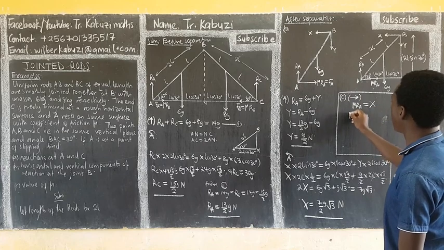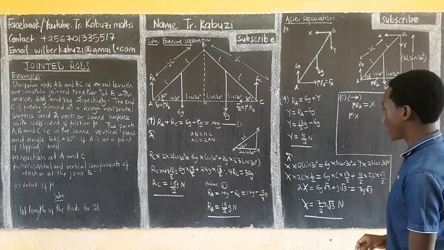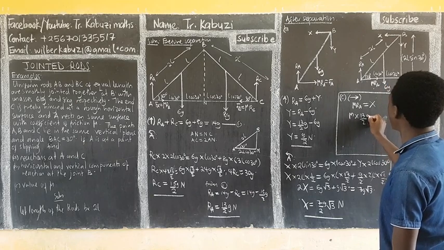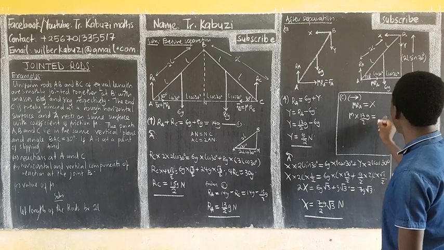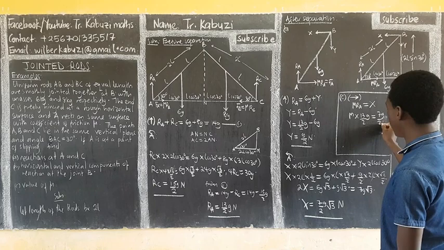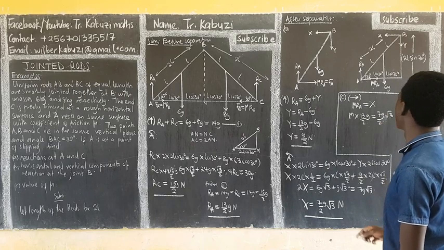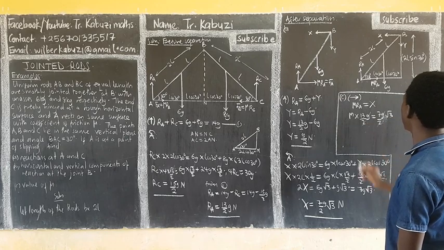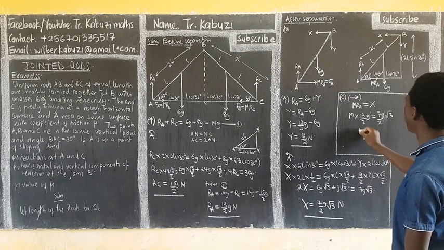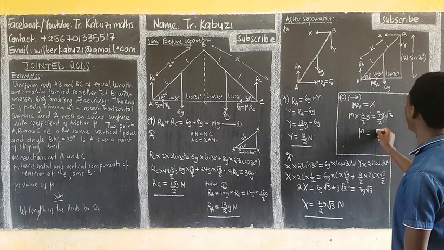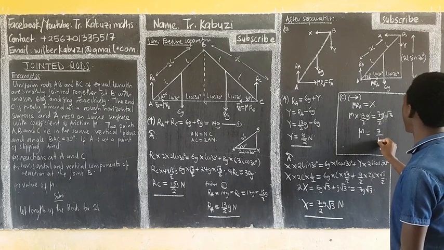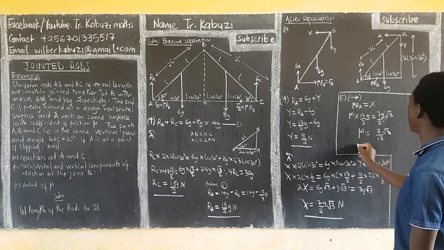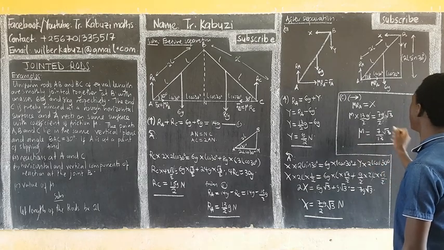So we have mu times our RA, which is 13 over 2b, equaling x, which is 7b over 2 root 3. Our b is going to go. So my mu is going to be 7 over 13 root 3, and that's going to be our answer.